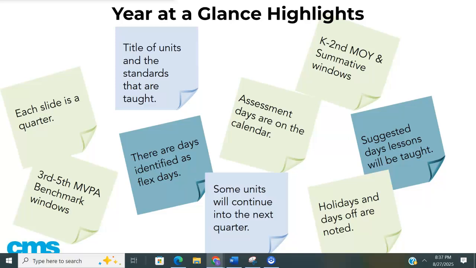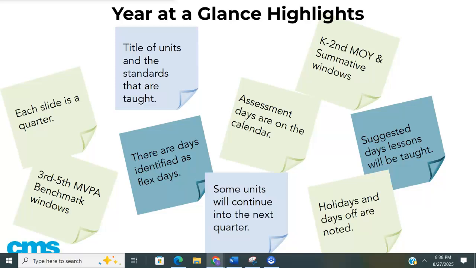Something to note: assessment windows are identified on the YAG for K2. For 3-5, suggested testing dates that fall within each assessment window are identified. K2 will offer a middle of the year assessment. It will cover the standards that are to be taught prior to the window. Grades 3rd through 5th will administer MVPA benchmarks twice a year, and anything scheduled prior to the test administration on the year at a glance will be covered on the benchmark.